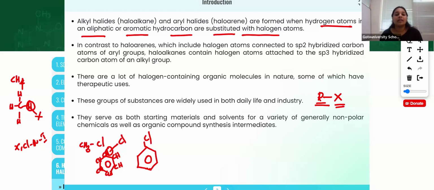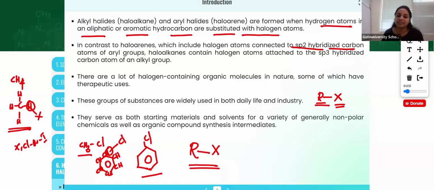Aliphatic means a normal chain like CH3CH2, any chain, and aromatic means a cyclic ring containing alternating double bonds. These aryl or alkyl groups we can represent with R, and they have the general formula RX. In contrast, haloarenes include a halogen atom connected to an sp2 hybridized carbon.